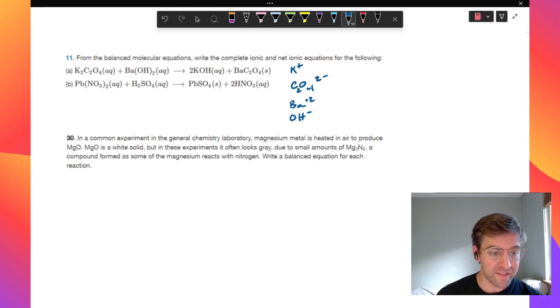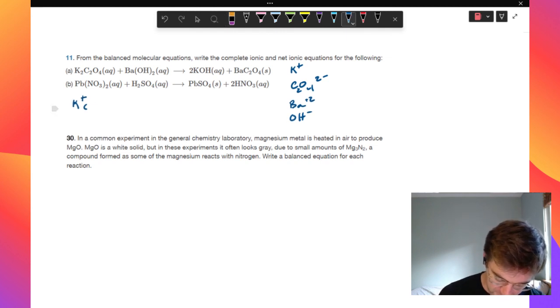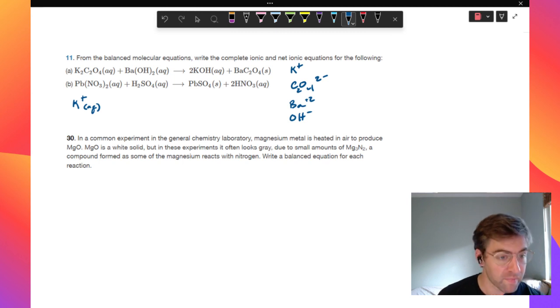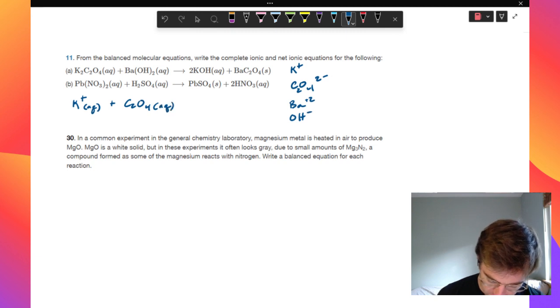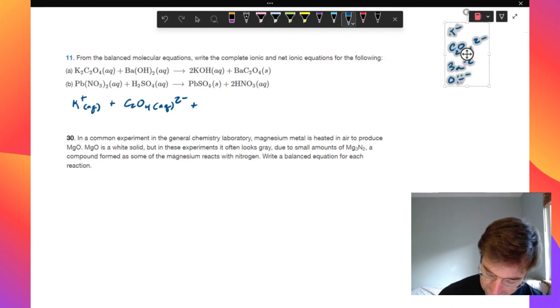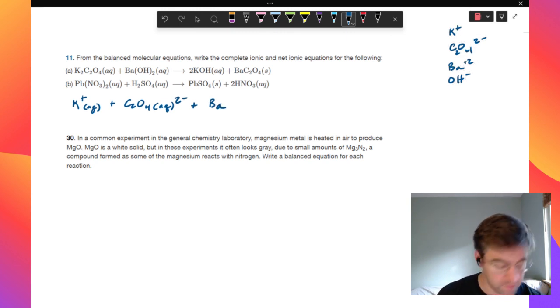So we're now going to write these on their own. We've got potassium, aqueous. We have C2O4, aqueous. That has its 2 negative. We have barium with its positive charge. And we have hydroxide with its negative charge.